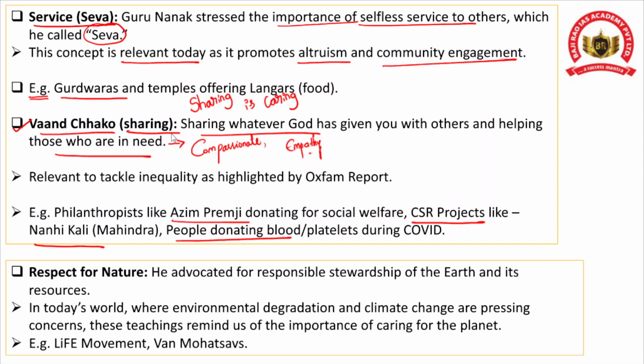The other major value Guru Nanak Dev Ji emphasized is respect for nature. Now, the degradation of the environment is one of the major problems. Degradation of nature has resulted in several environmental problems, and even in zoonotic diseases. COVID-19 is one such example. Therefore, Guru Nanak Dev Ji emphasized responsible stewardship of the earth and its resources. These resources should be responsibly used.